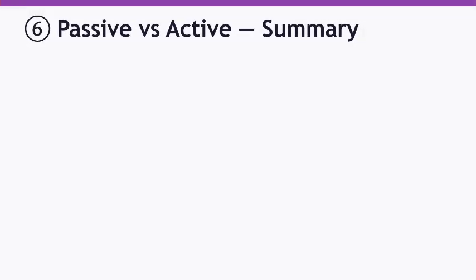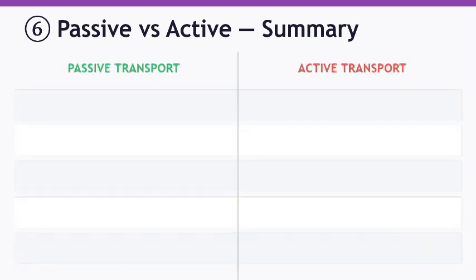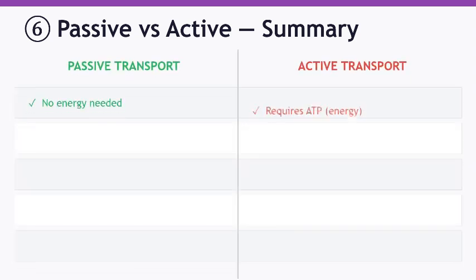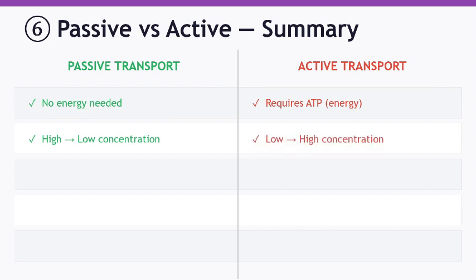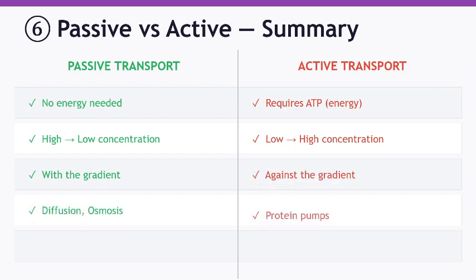So, to summarize, passive transport needs no energy, moves with the gradient, and covers diffusion and osmosis. Active transport needs ATP, moves against the gradient, and uses protein pumps. Passive handles oxygen, CO2, and water. Active handles glucose, sodium, and potassium ions. Two completely different mechanisms, both essential, both happening in your cells right now as you watch this.